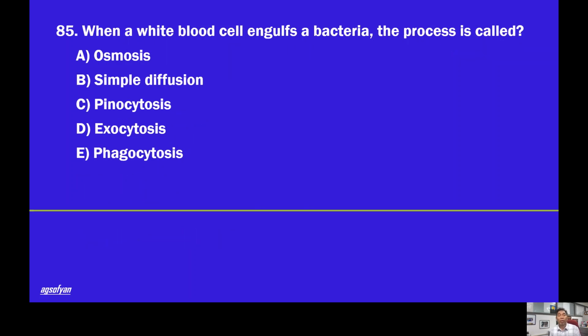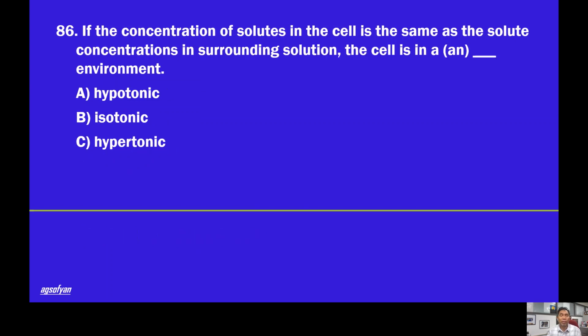85. When a white blood cell engulfs a bacteria, the process is called osmosis, simple diffusion, pinocytosis, exocytosis, or phagocytosis? Choose your answer. Okay, the answer will be phagocytosis. Phago means eat. So in the example over there, white blood cell eats bacteria with the process called phagocytosis.